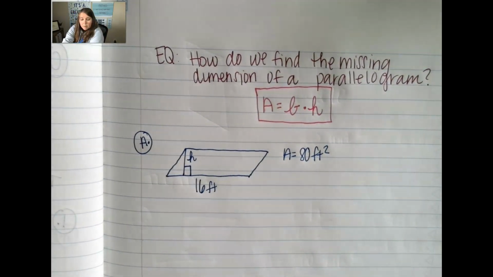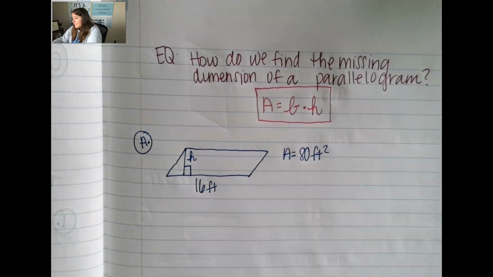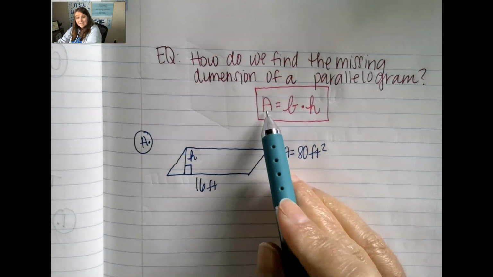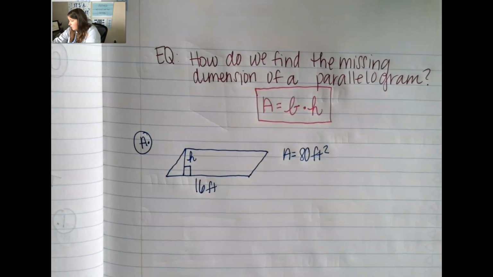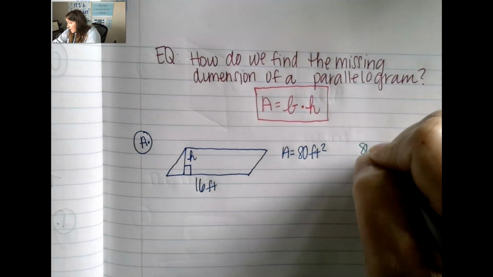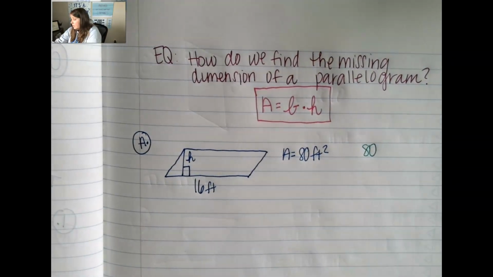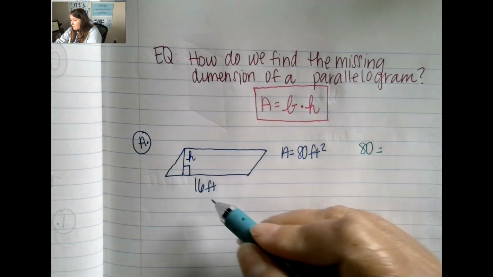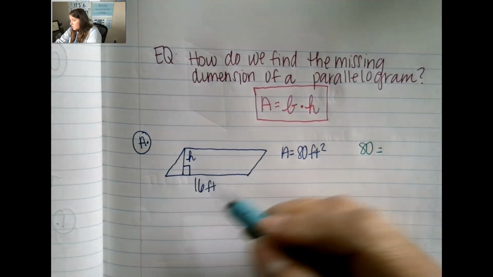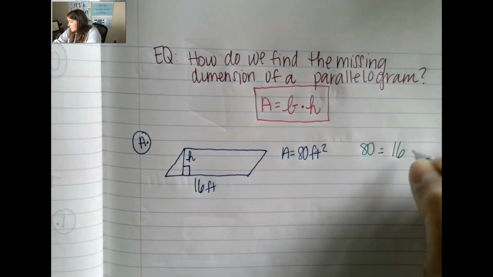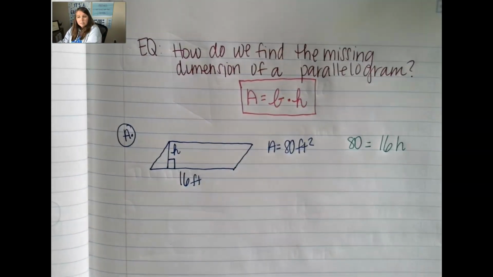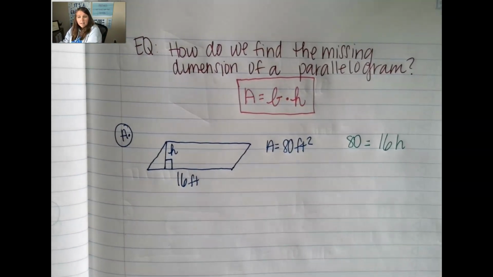So first, let's talk about what we know. First of all, we know that the area is 80. So in this formula, where I see the A for area, I'm going to just put the number 80. So 80 equals, and then I don't know the height, but I do know the base, which is 16. 16 times h.